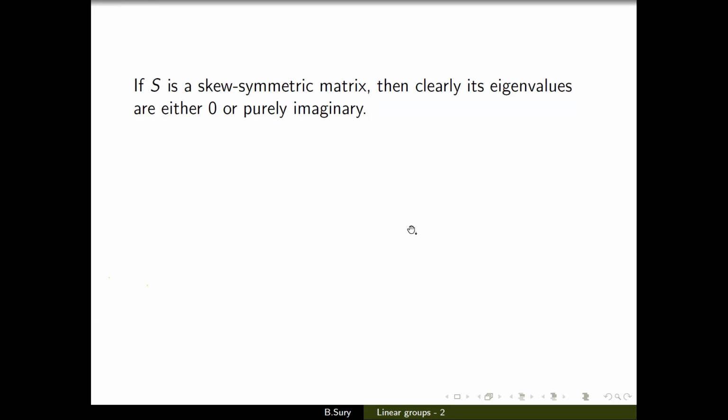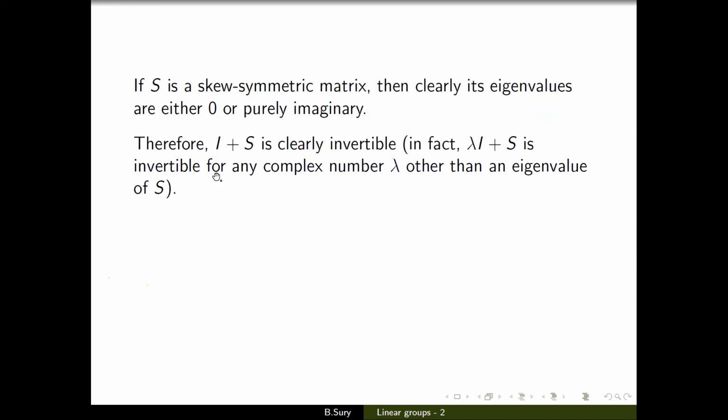You would have seen this elementary fact in a number of lectures in the beginning. The eigenvalues had to be either zero or purely imaginary. Therefore, what are the eigenvalues of this? In fact, the eigenvalues of any lambda I plus S will be lambda plus eigenvalues of S. Since it is zero or purely imaginary, for example, whenever lambda is a non-zero real number, definitely this is an invertible matrix. The eigenvalues are lambda plus those of S. Similarly, in particular, identity plus S is always invertible.